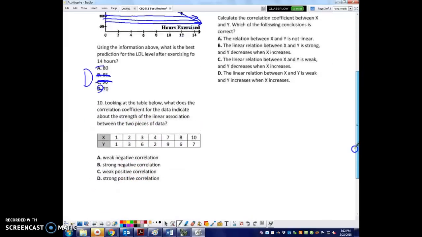Number 10. Looking at the table below, what does the correlation coefficient for the data indicate about the strength of the linear association between the two pieces of data? For this one, we're going to need stat. We're looking at weak correlations or strong correlations. So I'm going to start that in video 2.